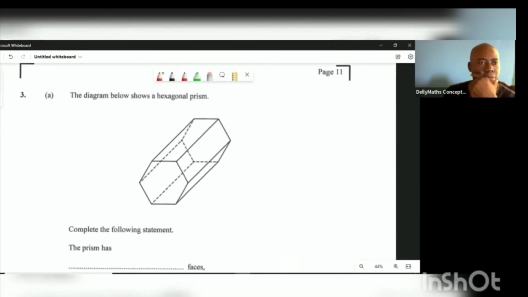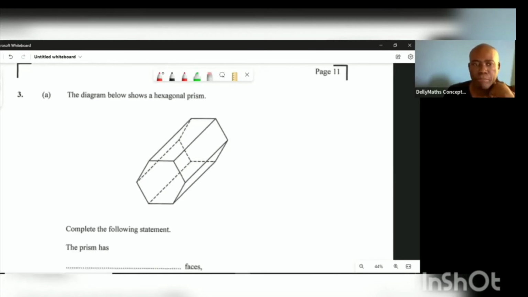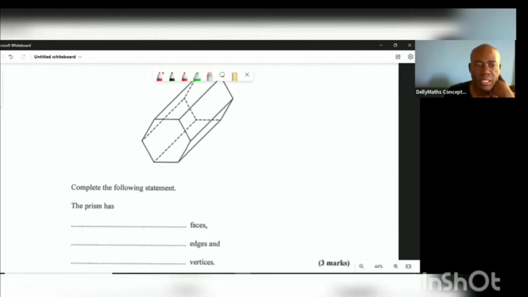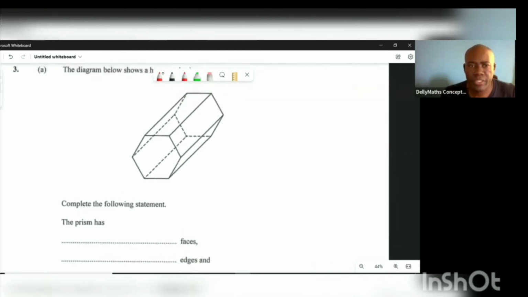All right. Number 3 says the diagram below shows a hexagonal prism. Complete the following statement: the prism has dash faces, dash edges, and dash vertices. What we want to do is just quickly check these off. So let's count them. Let me take out a marker to count, so you could count with me.